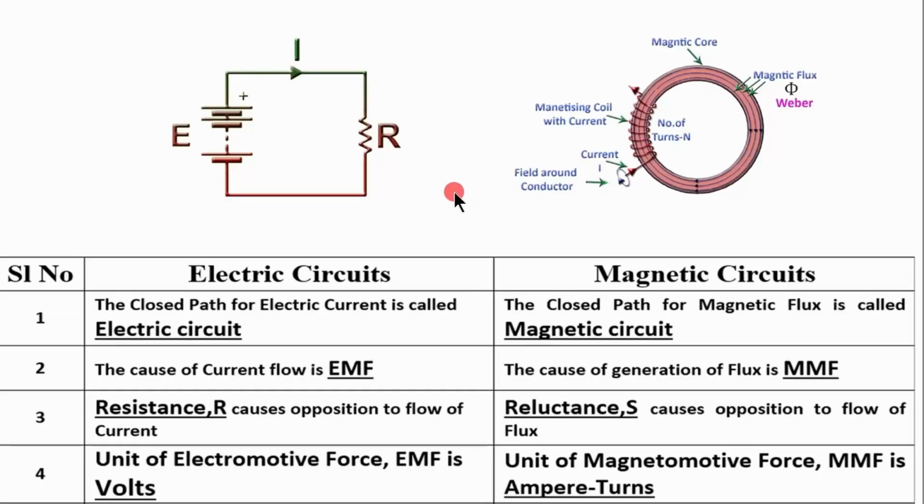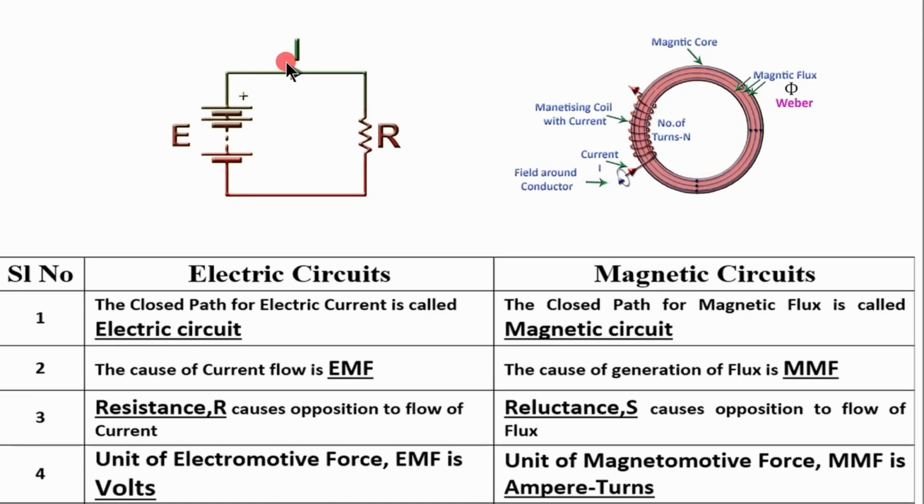In the last class, we have studied that magnetic circuit and electric circuits are having so many similarities, and we have also studied some of the terms associated with magnetic circuits. Here, we will just compare one by one of the terms we have studied. See, a closed path of electric current is called electric circuit. Similarly, a closed path of magnetic flux is called a magnetic circuit.